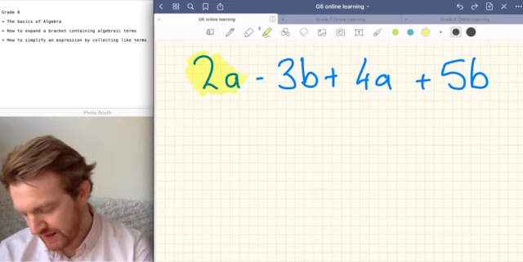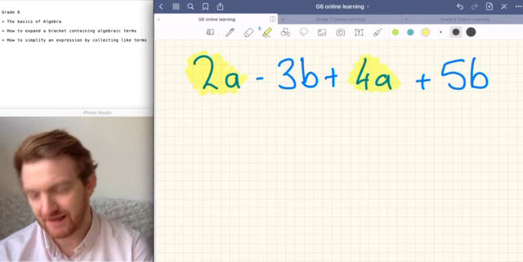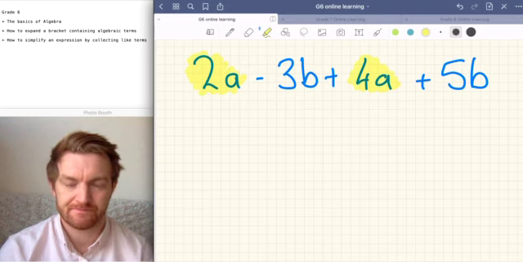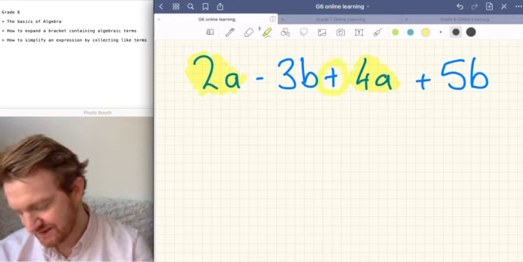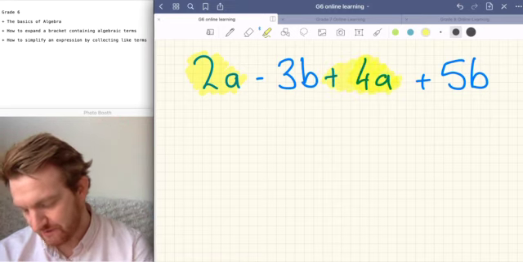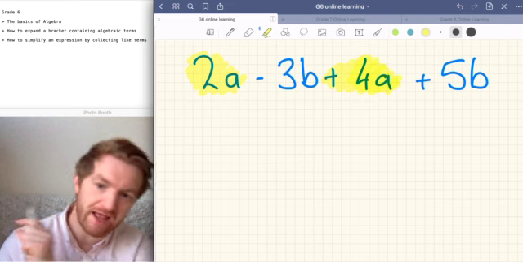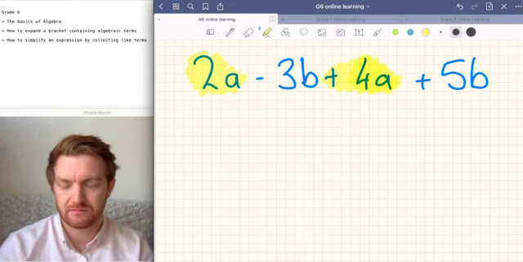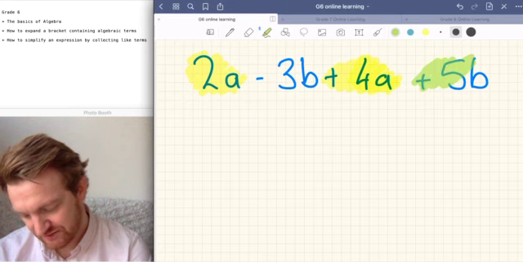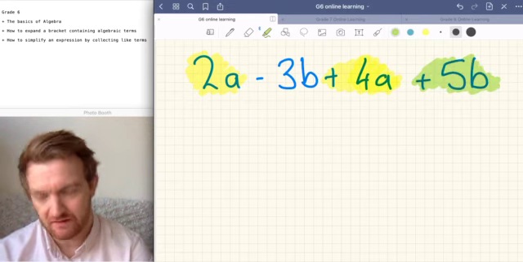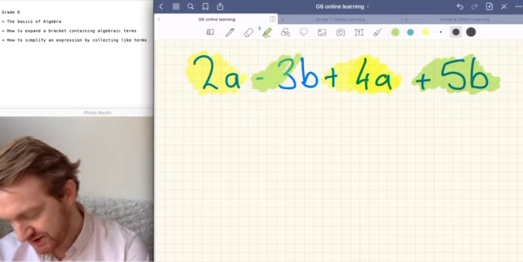We've got a 2a here and we've got a 4a here. They are like, they are the same. But that 4a also has this plus in front of it. So that plus goes with the 4a. It's just with that 4a and nothing else. If we use a different colour, we can see we've got 5b and it's positive, so see the plus stays with the 5b. And the minus is just for the 3b.